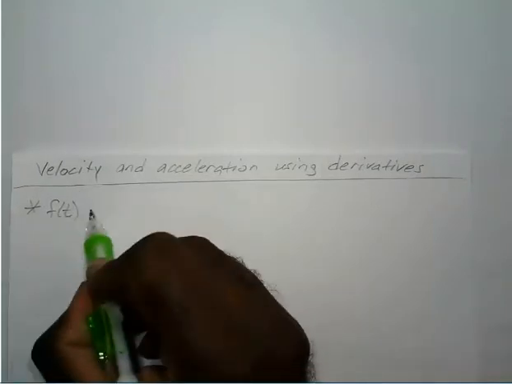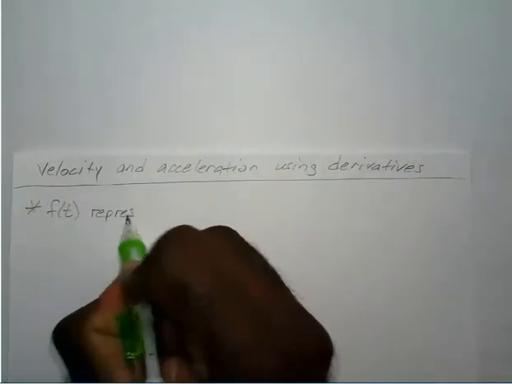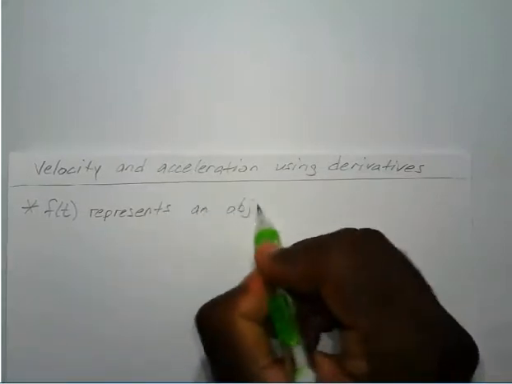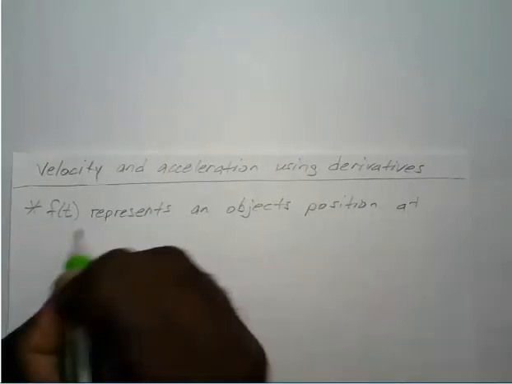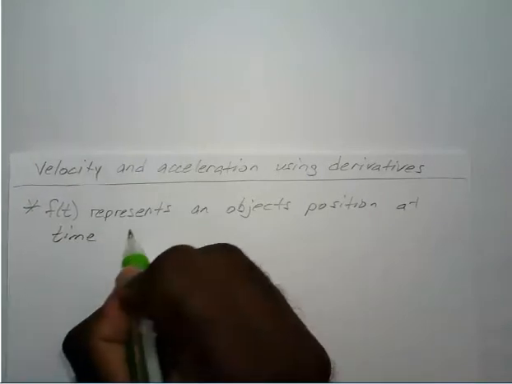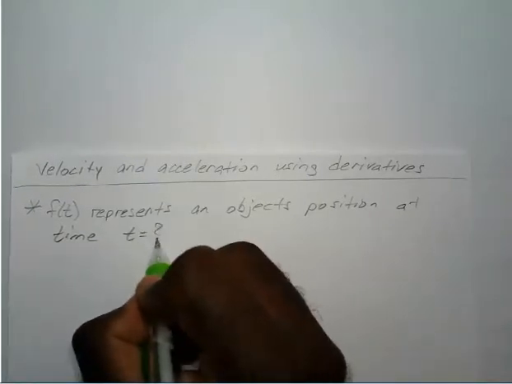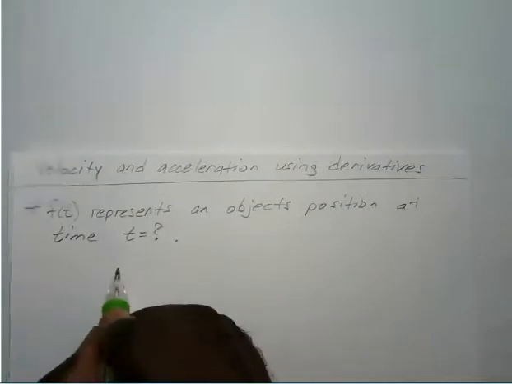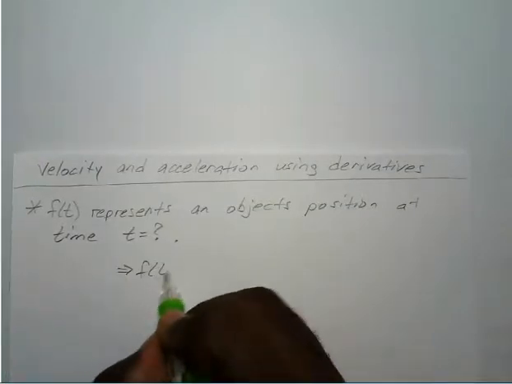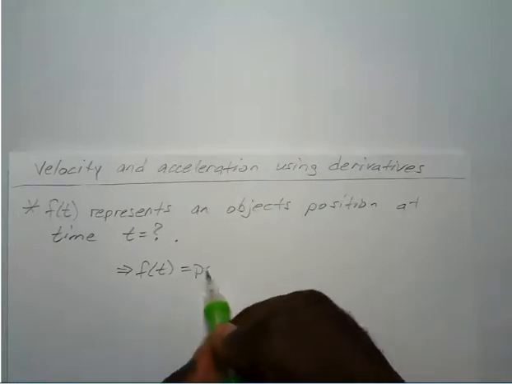Okay, so f of t represents an object's position at a time that we will call t equals whatever. Since it represents the position at a certain time, it only makes sense that f of t is called the position function.